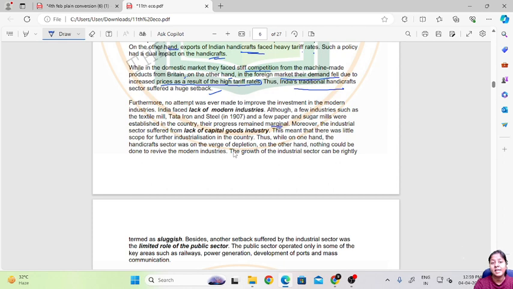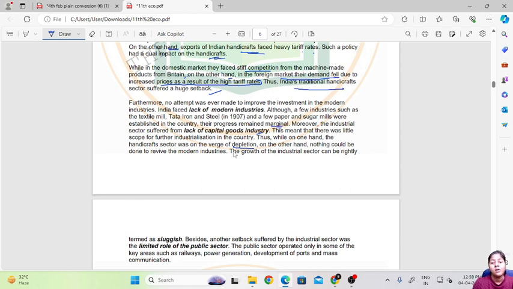The industrial sector suffered from lack of a capital goods industry. So this meant that there was little scope for further industrialization in the country, and while on the one hand the handicraft sector was on the verge of depletion, nothing could be done to revive the modern industries. The growth of the industrial sector was lagging behind, and the public sector was also playing a limited role.